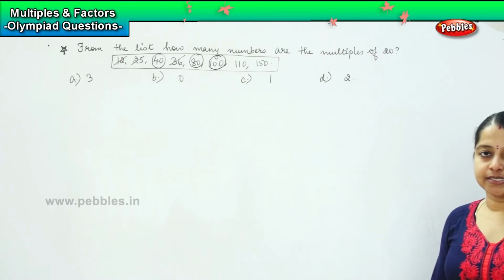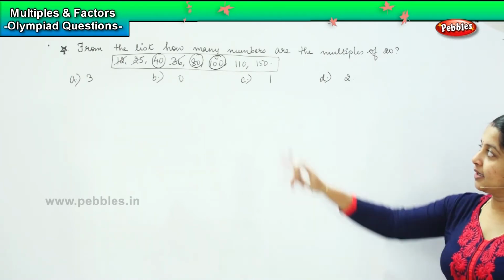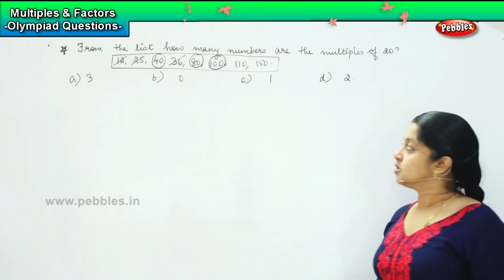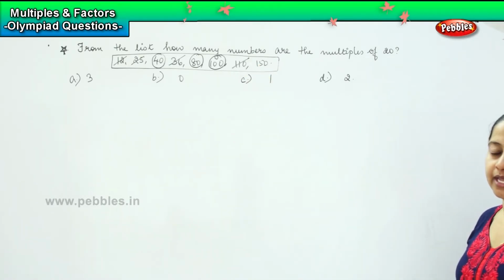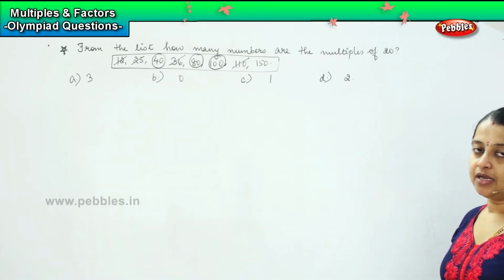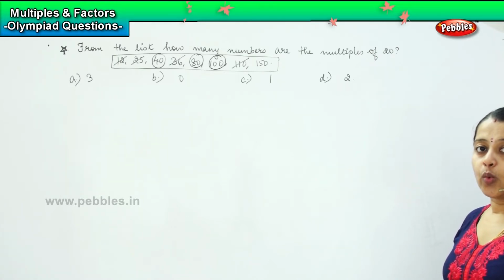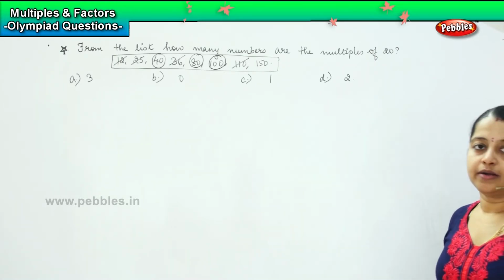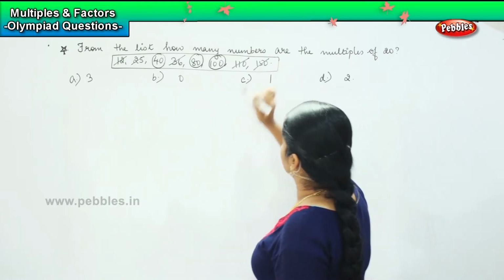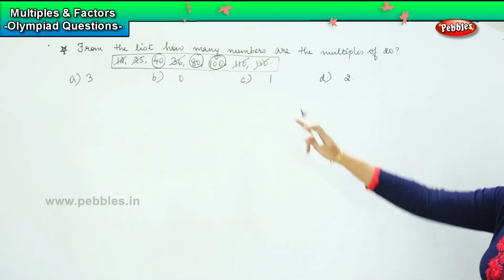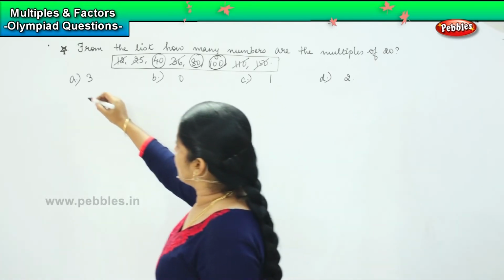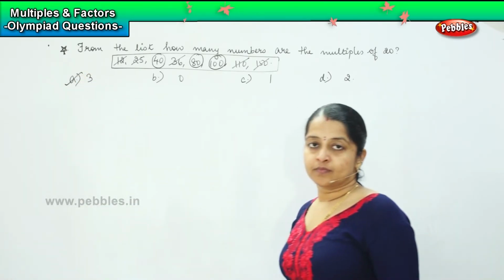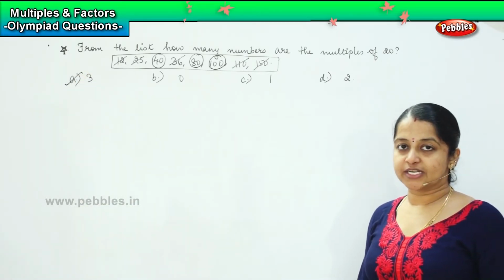20 into 6 is 120. Here it is given as 110. So this is not a multiple. Next, 20 sevens are 140, 20 eights are 160. Here it is 150. So this is also not a multiple. So how many are there, children? It's 1, 2 and 3. That is option A. Clear? Shall we move to the next question?